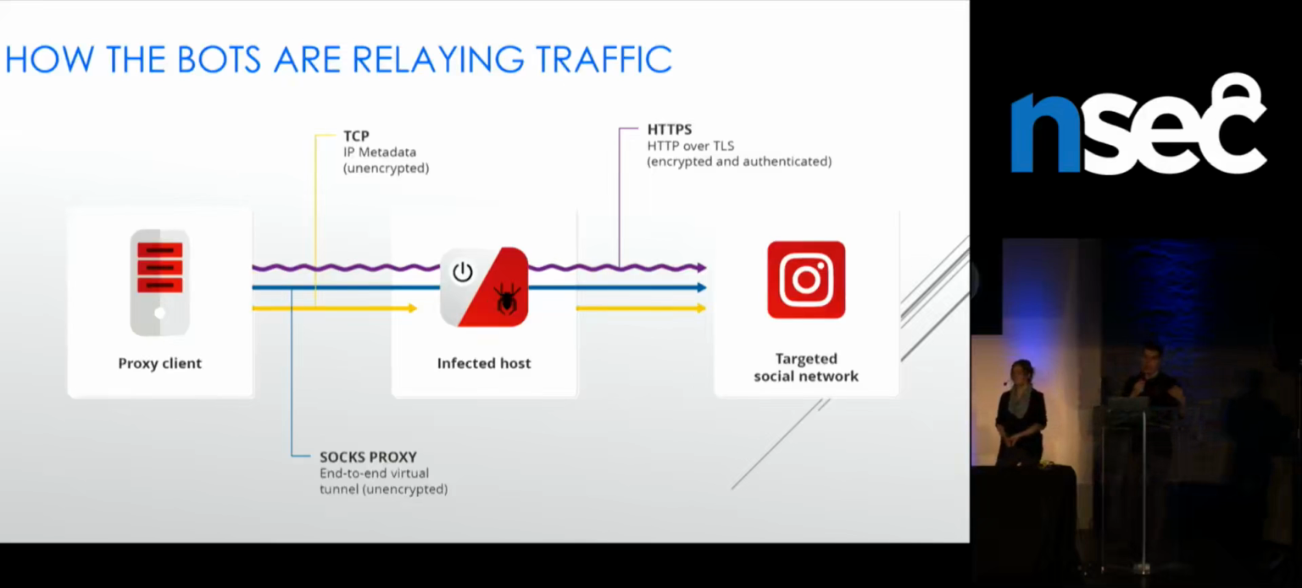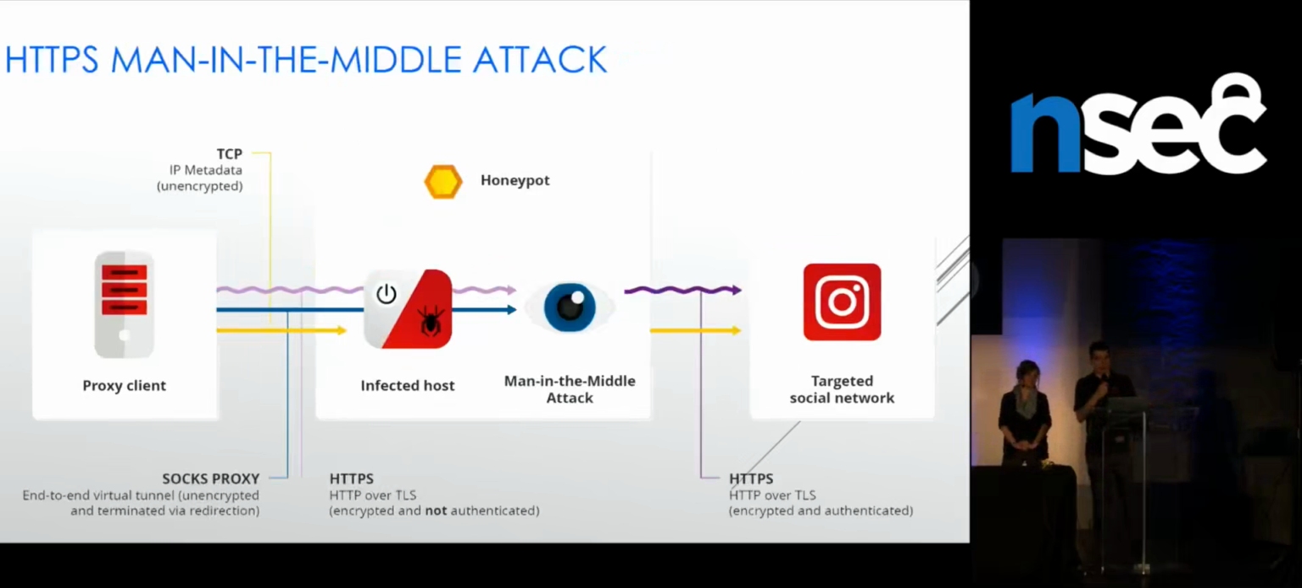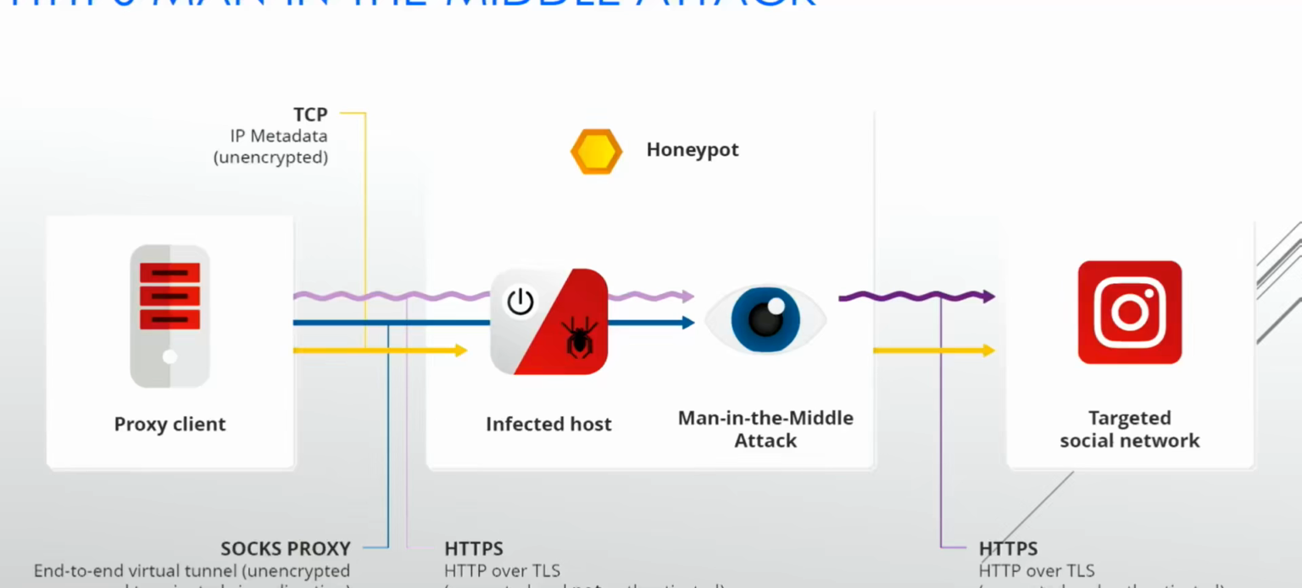You see 3 layers from the bottom to the top: TCP below, then mounting a SOCKS proxy end-to-end with the targeted social network. And then on top of that, HTTPS. This is encrypted and authenticated end-to-end. HTTPS does its job. So because of our attack, we knew that we would need to break HTTPS.